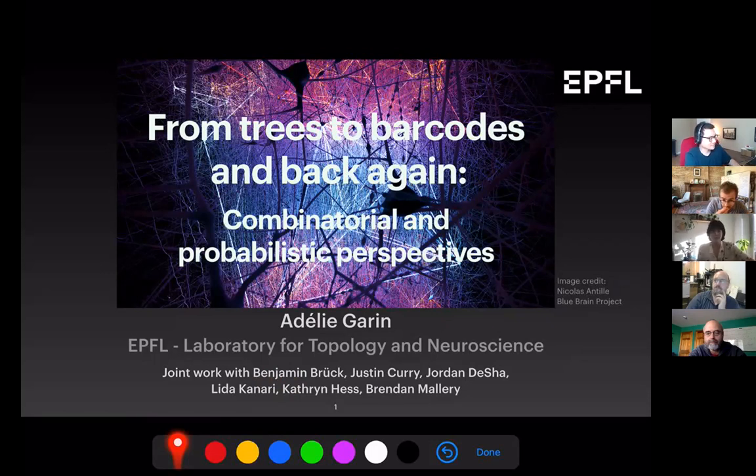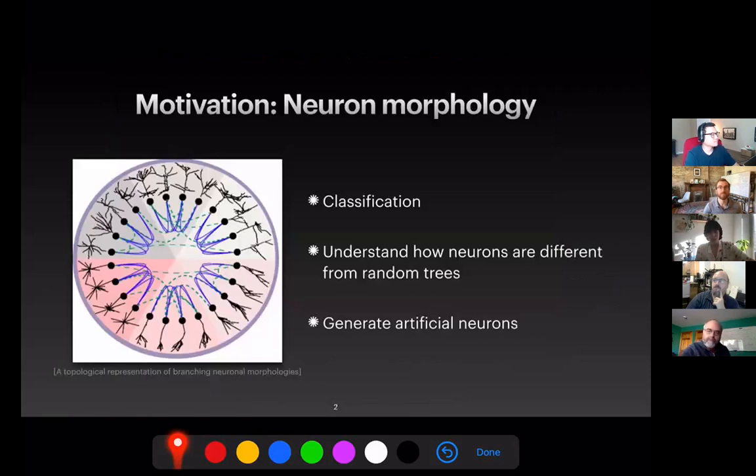So I'm going to talk about from trees to barcodes and back again, some combinatorial and probabilistic perspective on the space of trees and barcodes. And as Justin said, feel free to interrupt me if something's not clear at any time. So the motivation for this work originally, when it started, so it started first with Catherine and Lida, and Lida was interested in neuron morphology and how to classify neurons, understand how neurons can be different from random trees, and also generate artificial neurons, which I'm going to talk about at some point today.